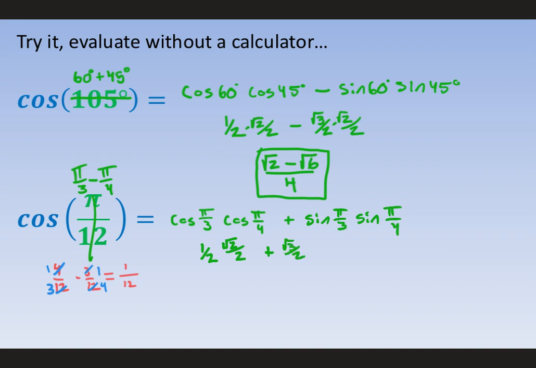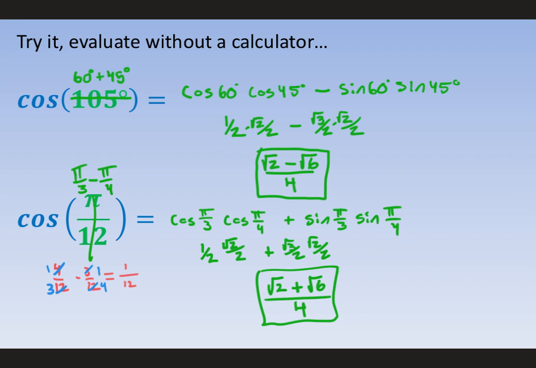Sine of pi over 4, 45 degrees, is root 2 over 2. So this is a really similar looking answer. There's a key difference though. We have root 2 plus root 6 over 4. And a lot of these cosine sum and differences end up having very similar looking answers to each other.